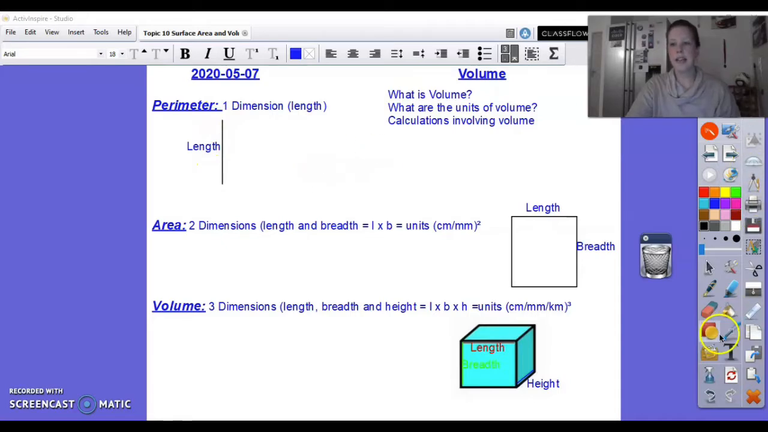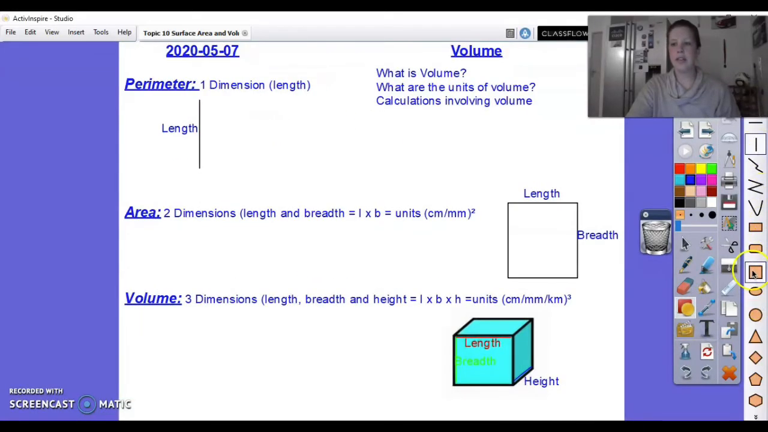If I look at the perimeter of a square, yes, I'm going to start over here at this point and add this line, this line, this line, and that line. But it is still only one dimension because I'm not multiplying. So for perimeter, I add my meters or centimeters or kilometers together. I do not multiply.